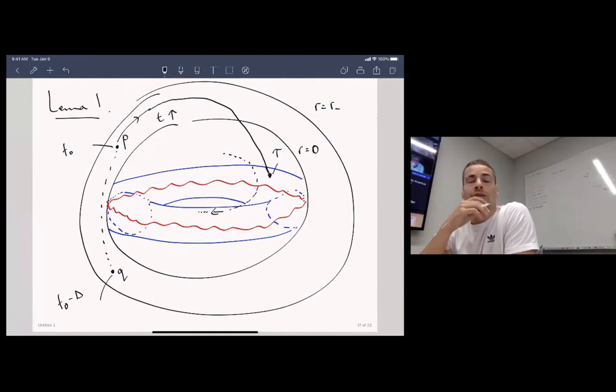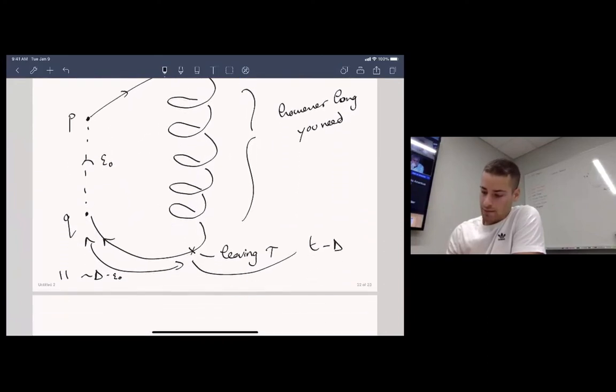No, it's a good computation. It's a good computation to do. Nice question, Rick. Yeah, very good question.